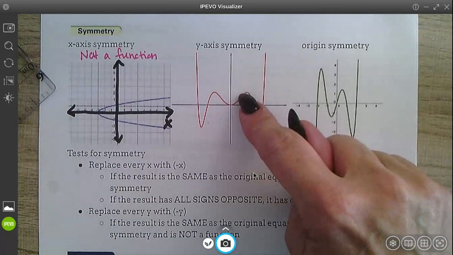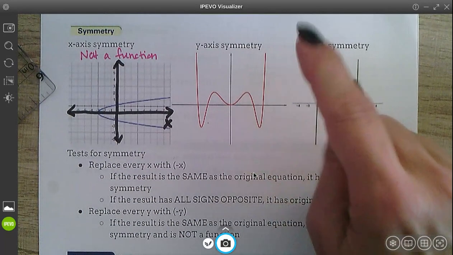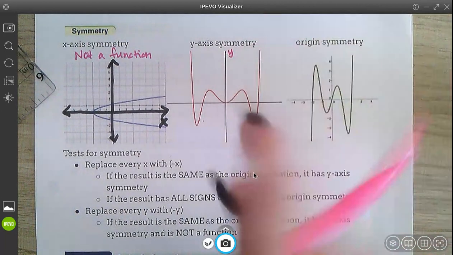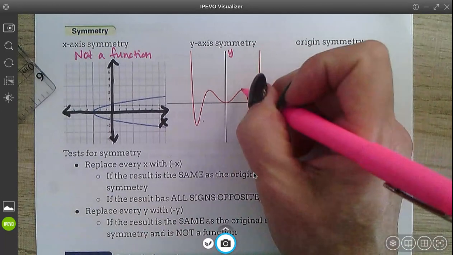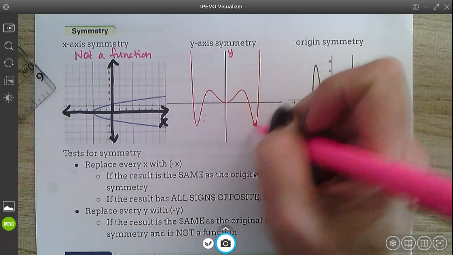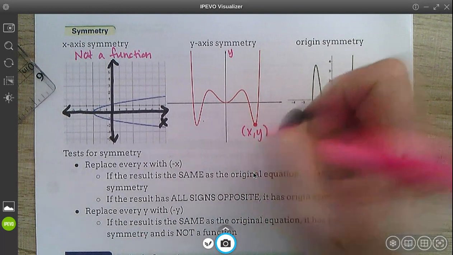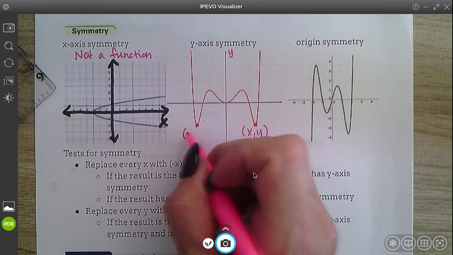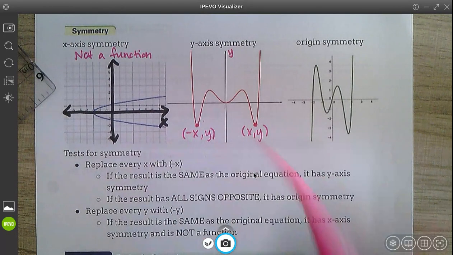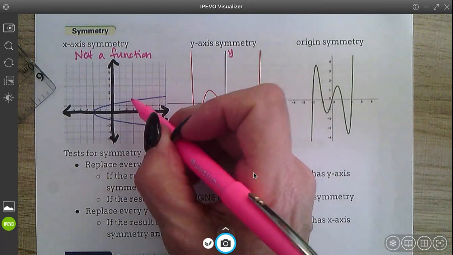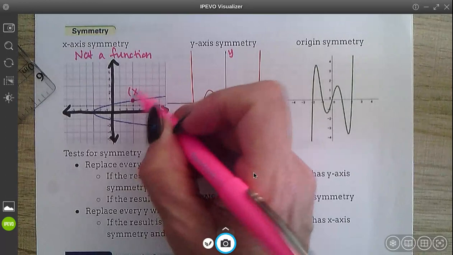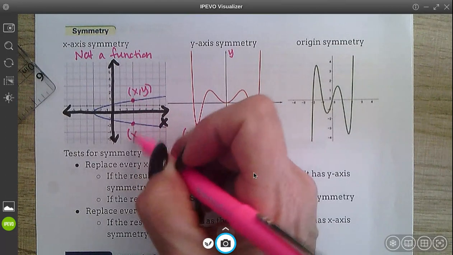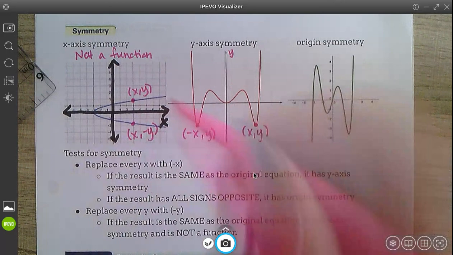Let's see about this one. This graph does have y-axis symmetry. If I folded this graph across the y-axis, it would have a point here, (x, y), and a matching point here that is (negative x, y). Let's look at this matching point over here. This point would be (x, y). Its matching point would be (x, negative y).